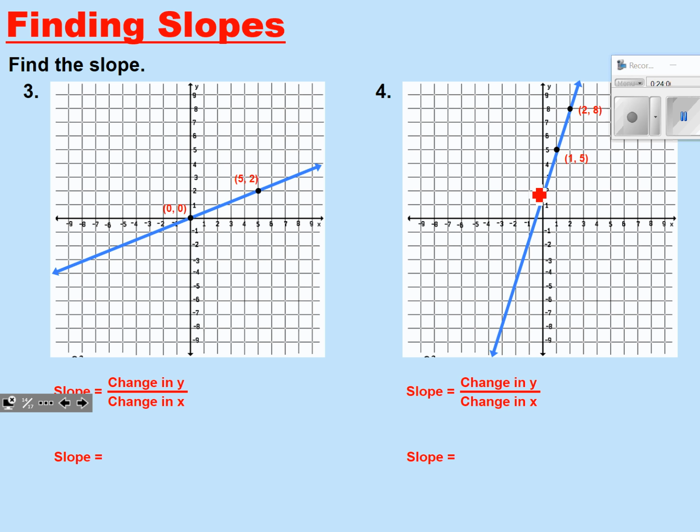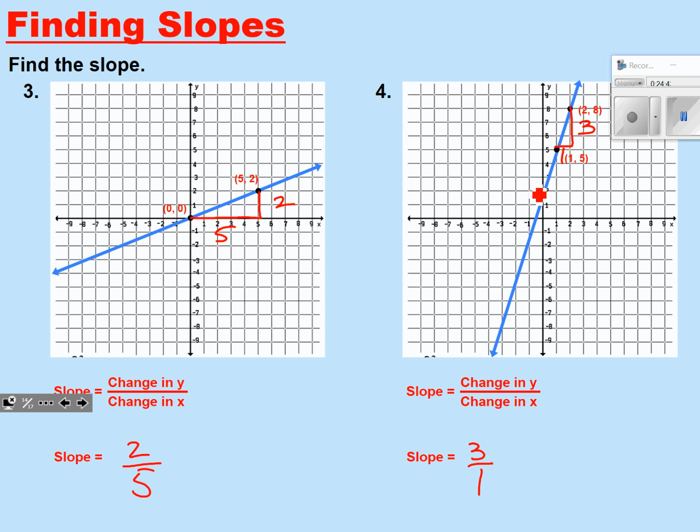Okay, guys, so you should have done these. Hopefully you made a triangle. Change of y is 2. Change of x is 5. So the change in y is 2. Change of x is 5. For number 4, make the triangle. The change in y is 3. The change of x is 1. So it just becomes 3 to 1.